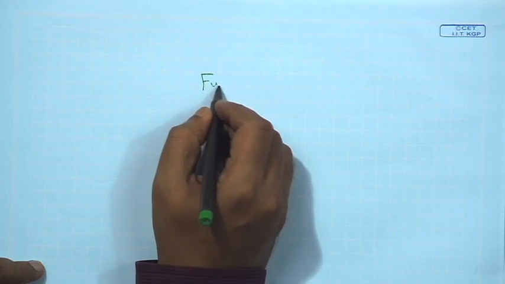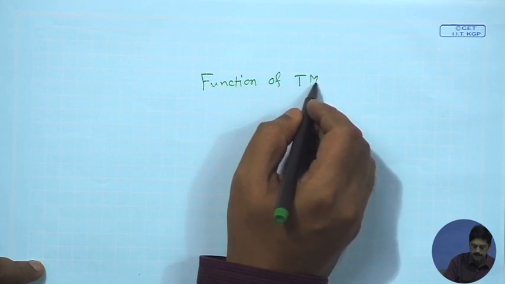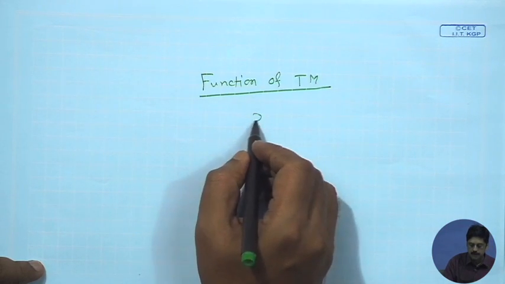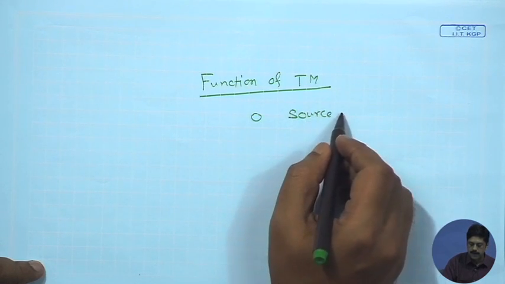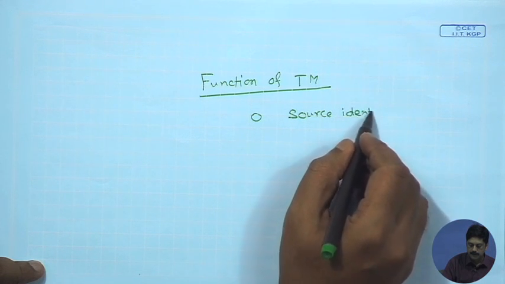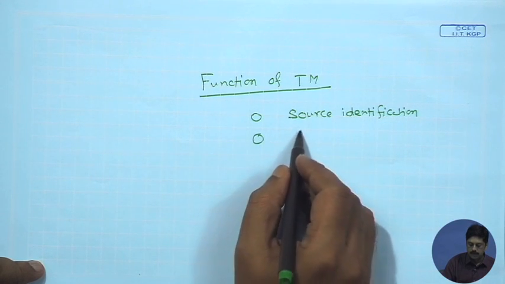One major function is the source identification function. So, let us consider the functions of trademark. Can you tell what the functions of the trademark are? I will put down the source identification function, and also quality.